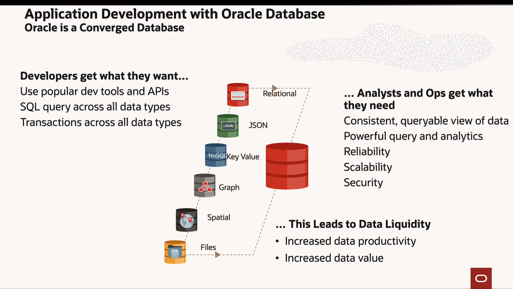When conducting application development with Oracle Cloud Database Services and the Oracle Converged Database, developers get to use the popular dev tools and APIs that they love while still being able to work with the data format, access methods, and workload characteristics that they want. The analysts and data scientists also get what they need, which is easy access to uncurated and curated data that is consistent. In all cases, developers get what they want: the use of popular dev tools and APIs, the ability to run a single SQL query across all data types, and the ability to run transactions across all data types.